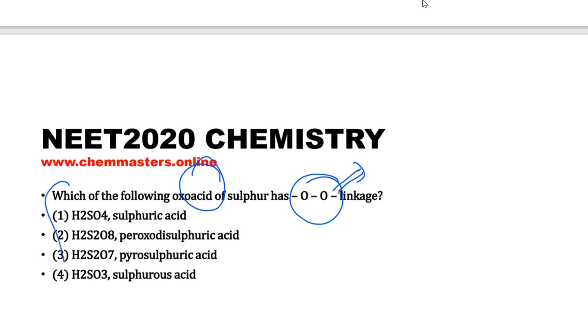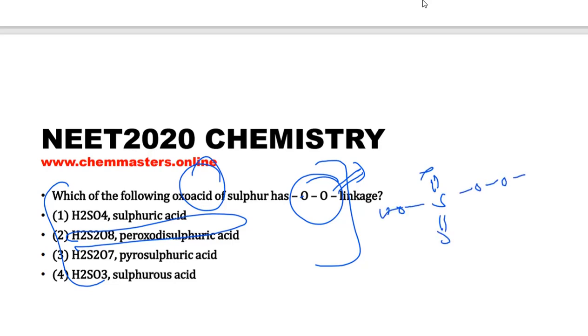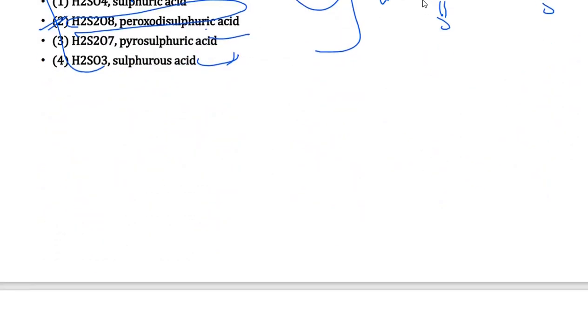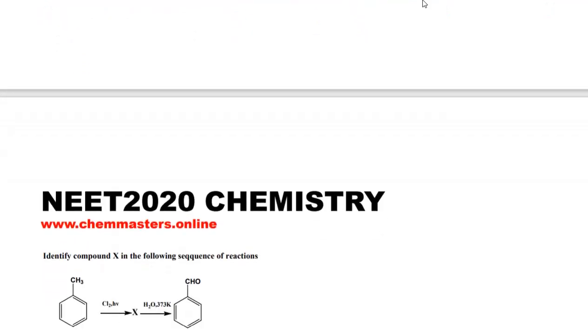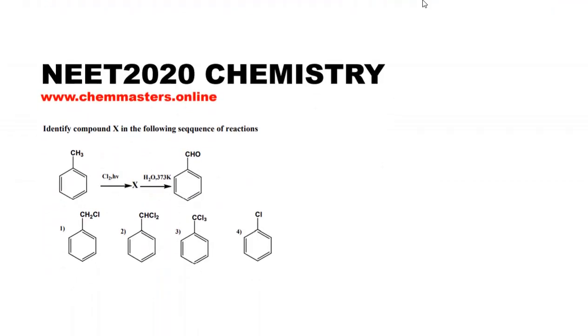Already I have given a question on this. Which of the following oxo acids of sulfur has peroxide linkages? So simply the correct answer is H2S2O8. Just try to draw its structure. You can see the peroxide bond is observed here. So the second option is the correct answer. Just try to check the structures of all these examples. Just focus on oxo acids of phosphorus and sulfur. They are very important because you are going to get frequent questions on them.